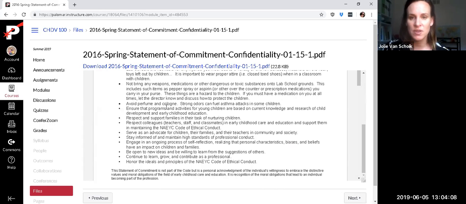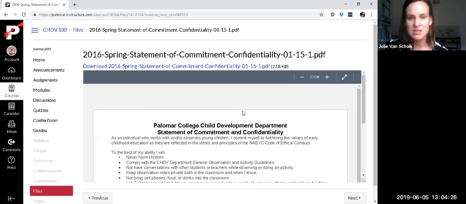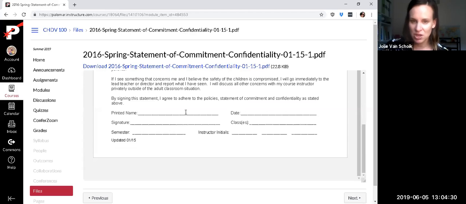So you need to read all of this to see what you can and cannot do, what kind of proper attire you should have, such as closed-toe shoes. So please don't go in flip-flops. And then we want to make sure that you don't have a cell phone. You can't eat a bunch of nachos in the classroom, and we can't bring an energy drink. So once you've read all of these, then you're going to send it to me, and then I will sign it, making sure that you've read it and understand it.